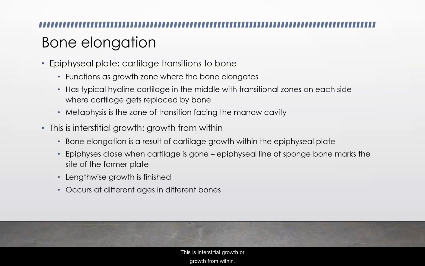This is interstitial growth, or growth from within. Bone elongation is a result of cartilage growth within the epiphyseal plate. The epiphysis closes when the cartilage is gone, and remember, it just leaves that epiphyseal line of spongy bone, and that marks the site where the plate used to be. But lengthwise, at this point, the growth is finished.